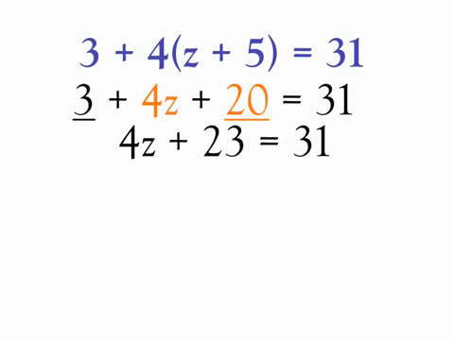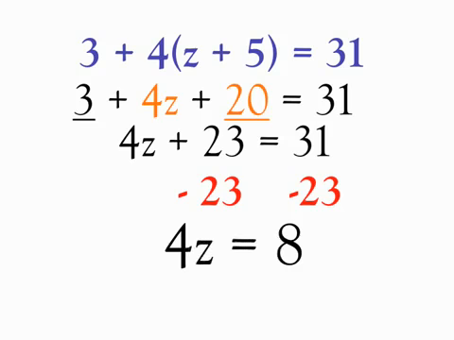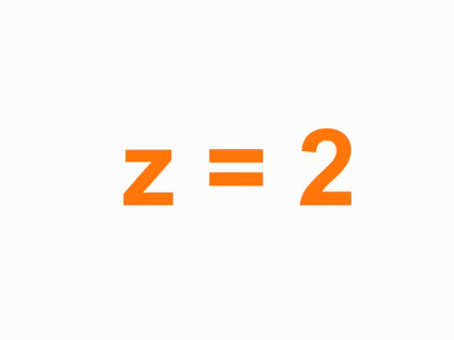Notice when I'm writing in the form, the term with the variable comes first. That is the 4z plus 23 equals 31. The opposite of plus 23 to both sides is minus 23. And when I do that, I get 4z is equal to 8. The opposite of multiplying by 4 is dividing by 4. And my z value comes out to be 2.